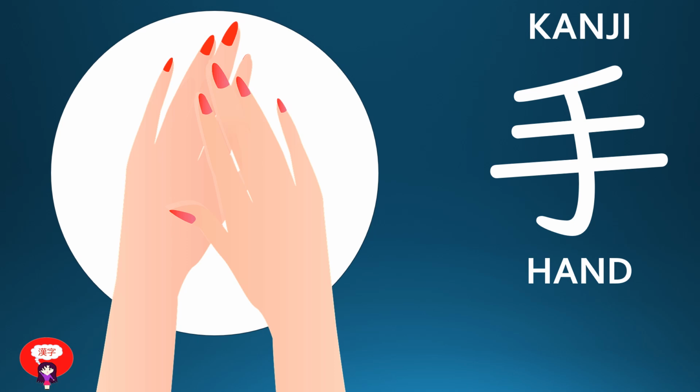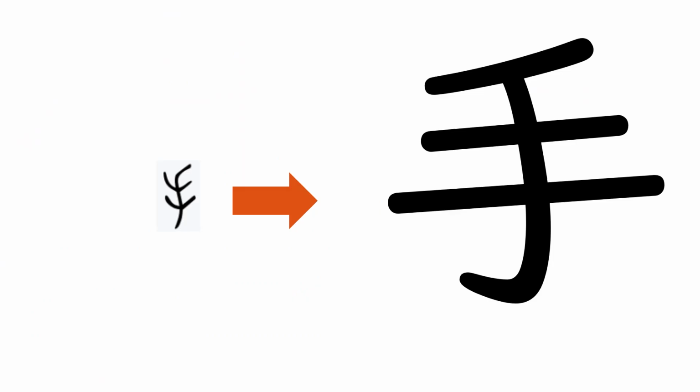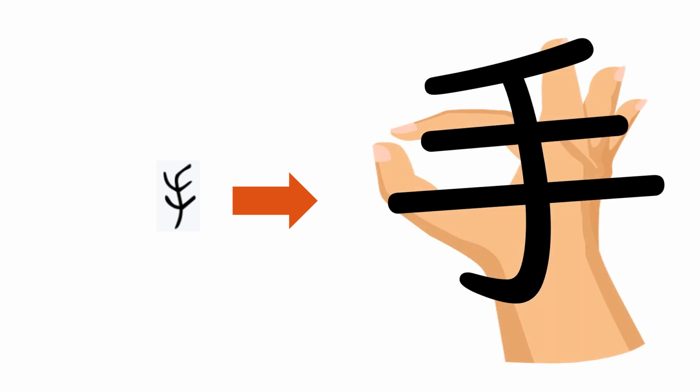Let's continue with the kanji for hand. This kanji has a simple shape and a simple history. It started as an open hand with 5 fingers and a wrist. Over time, it was stylized into the modern form we use today.